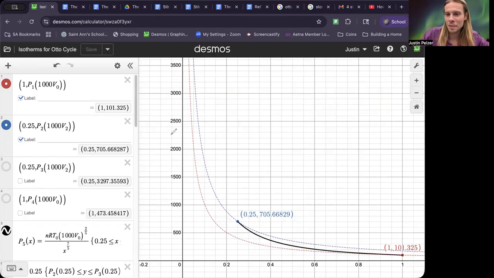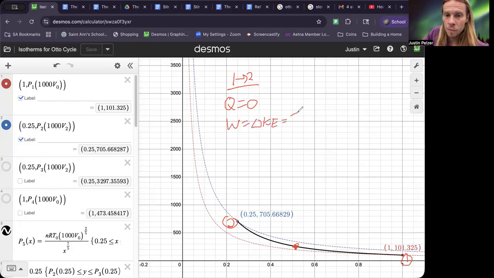That's awesome. And from 1 to 2, right? You can pause that and make sure you can do that. We get that the heat is 0 because it's adiabatic. The work is the delta KE, and they are both equal to 5 halves NR delta T.